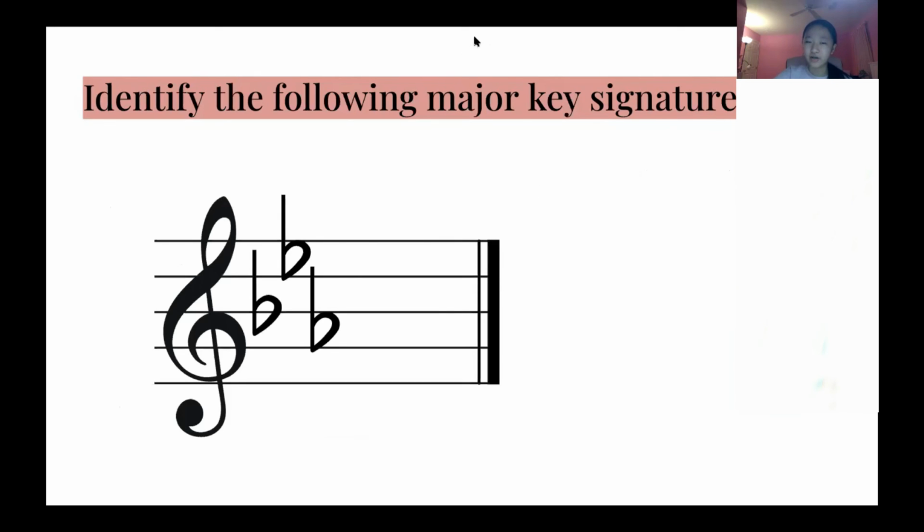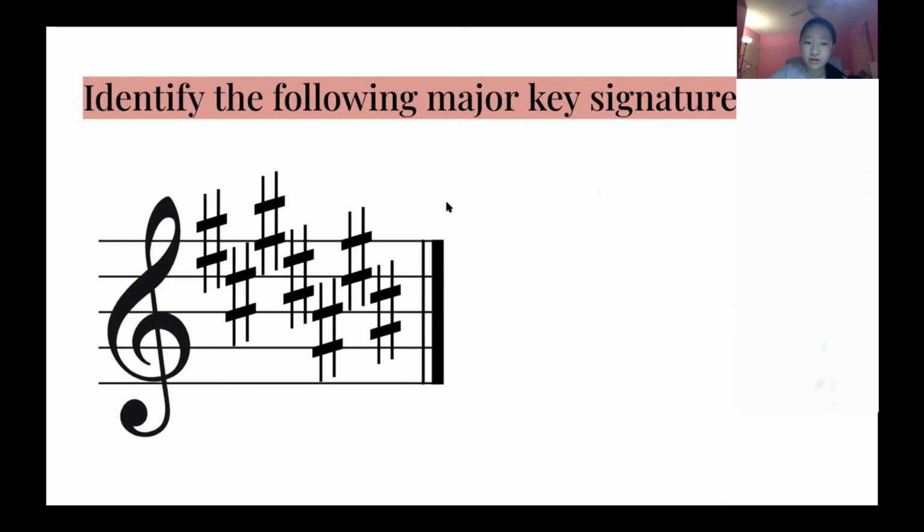Okay, next one. For flats, just look at the second last flat and that tells you the name of the key. E flat major, because that's the second last flat. This one has a lot of sharps, but if we follow the same procedure and raise the last one by a half step, what do we get? Very good, we get C sharp major, because B sharp is the same as C, and we raise that by a half step to get C sharp.